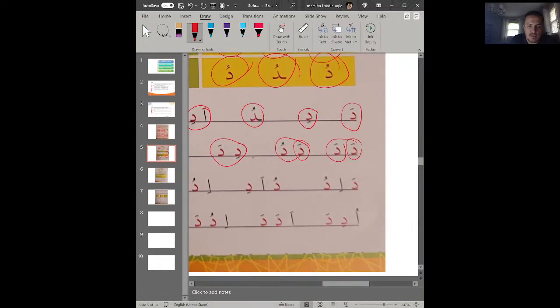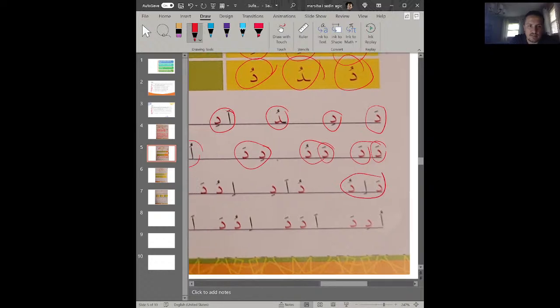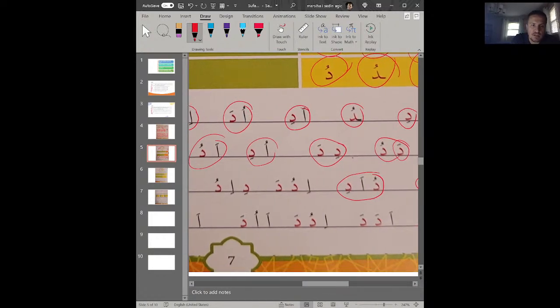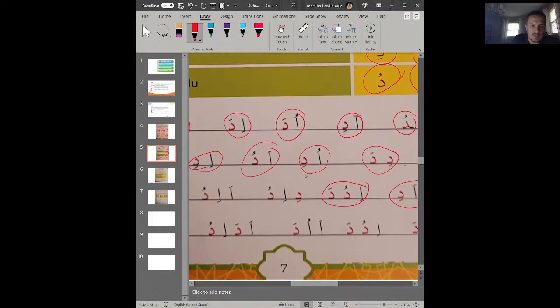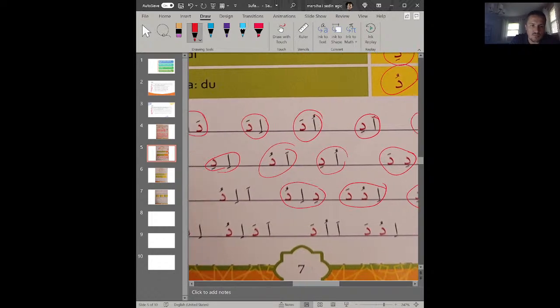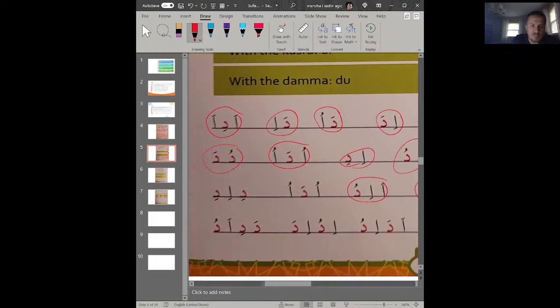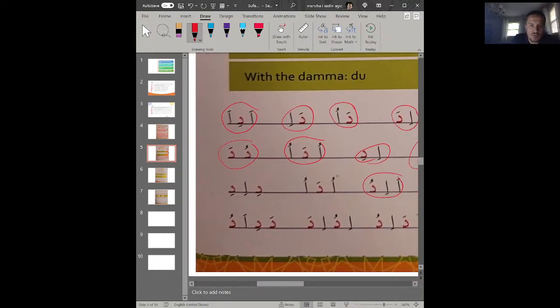De-i-du. Okay, de-i-du. That's correct. But try to make it faster. De-i-du. Yes, excellent. Du-e-di. This one, du-e-di. I-du-de. Di-i-du. E-i-du. U-de-u. U-de-u. Just to make it nice. U-de-u. D-e-d.